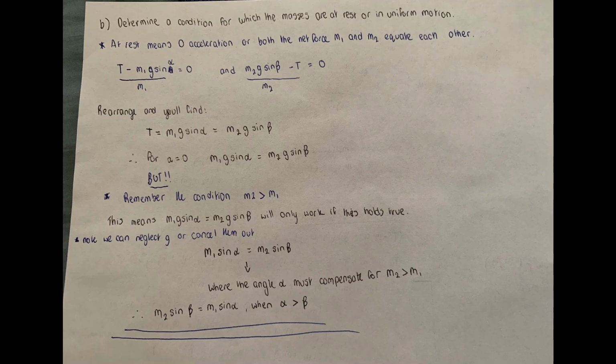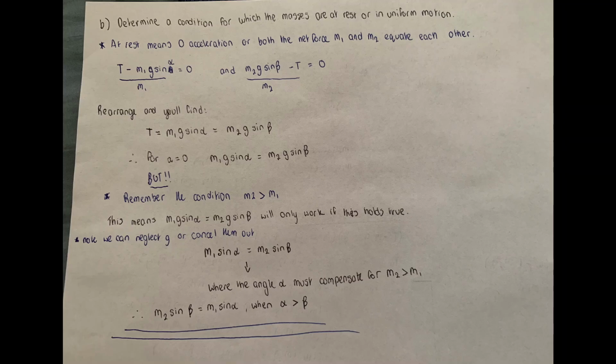Notice how it's now m2 g sine beta minus T. This is because from the equation we had a while ago, T minus m2 g sine beta was actually equal to minus m2 a. Therefore, we carried over the negative 1, turned it into m2 g sine beta minus T, and then we moved the m2 across. Now rearrange all this, and you'll find that the tension force is equal to m1 g sine alpha, which is also equal to m2 g sine beta. Therefore, for acceleration equal to 0, the case in which our masses are at rest or in uniform motion is when m1 g sine alpha is equal to m2 g sine beta.